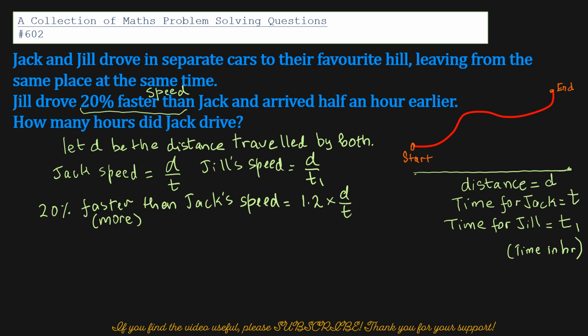So I got 1.2 because 20% faster means 20% more. So if you do 100 plus 20, it is 120% of Jack's speed. So 120% is nothing but 120 divided by 100, that's 1.2, and that is how I got the 1.2. So 1.2 times Jack's speed is what Jill's speed is.